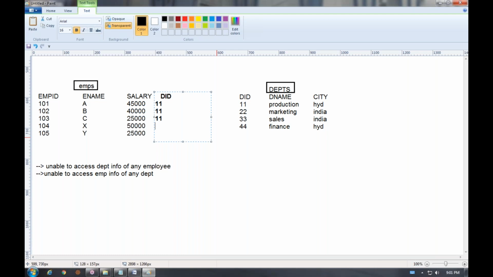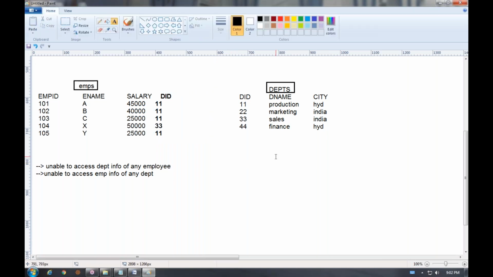Fourth employee 33. And fifth employee, suppose 11 again. Say this. If you have this information, you can easily find out the related information. See here, two separate tables. That's why I draw a line.